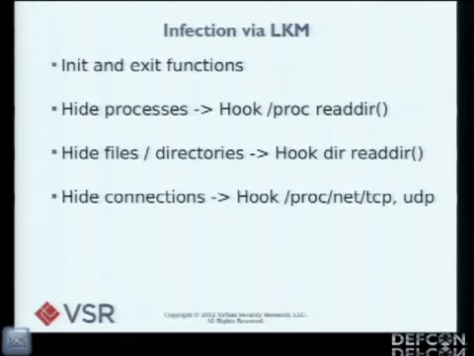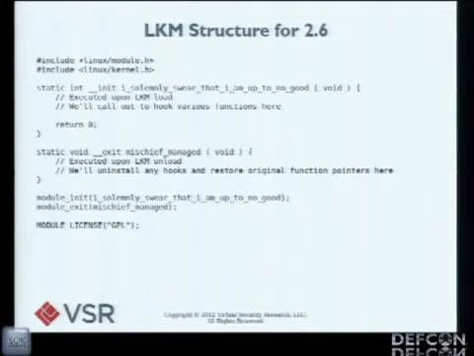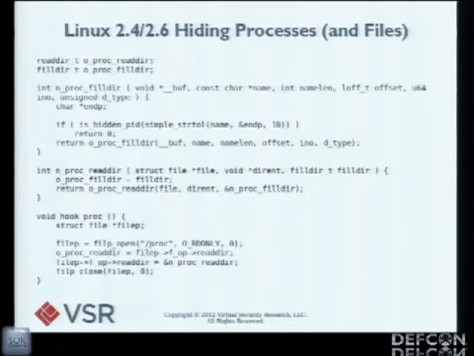So just a quick look at LKMs. You need an init and exit function that runs on install and uninstall. And if we want to hide processes, we simply hook the read directory function that's associated with the /proc directory. Every process running on the system is represented by a directory in /proc with the PID as the name. If we want to hide files and directories, we simply hook the read directory function associated with the folder that it's in. And if we want to hide connections, we simply hook the output functions associated with /proc/net/tcp and udp.